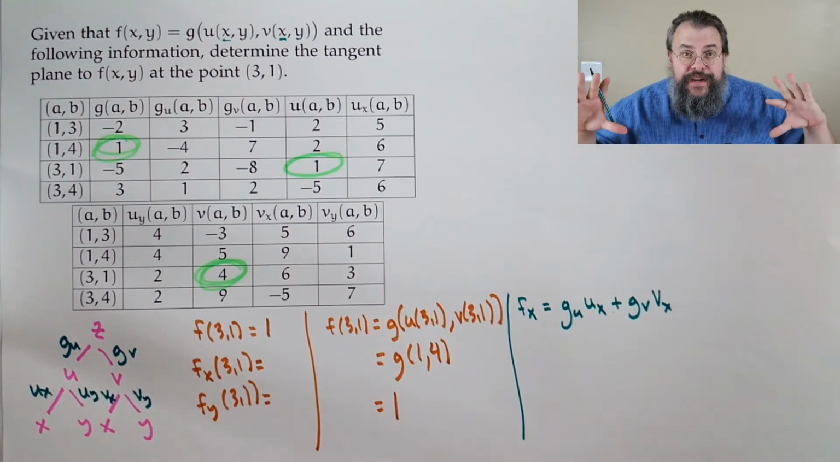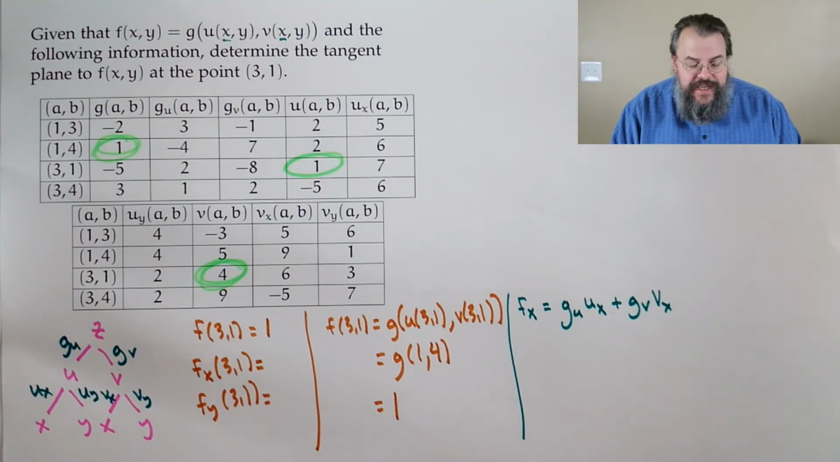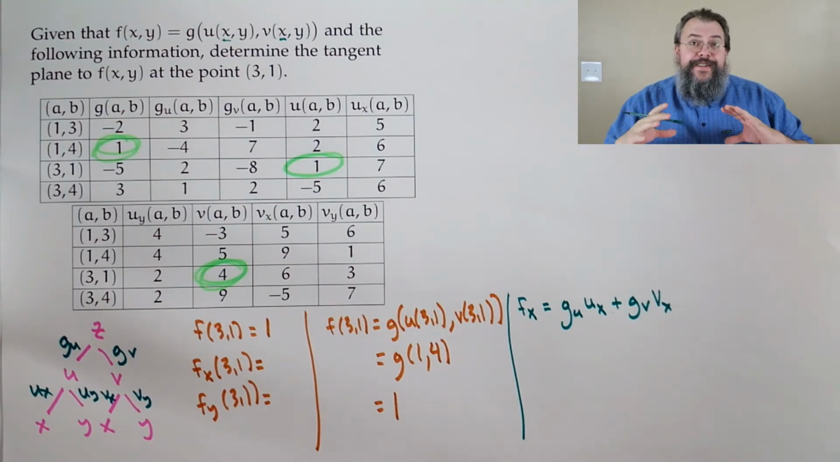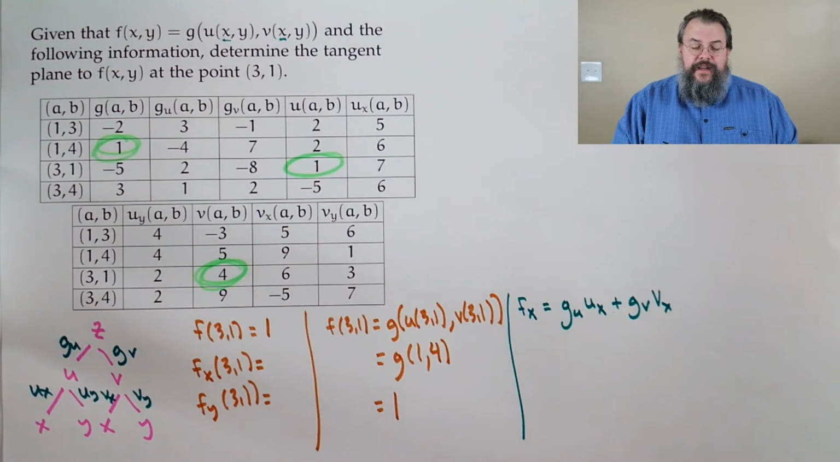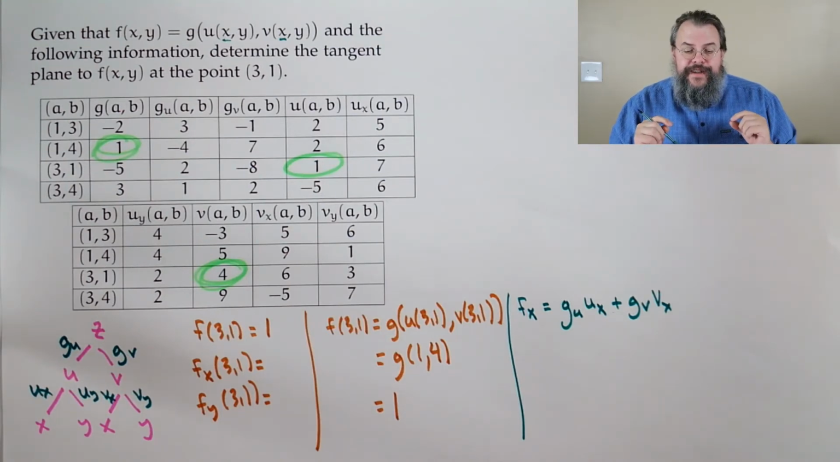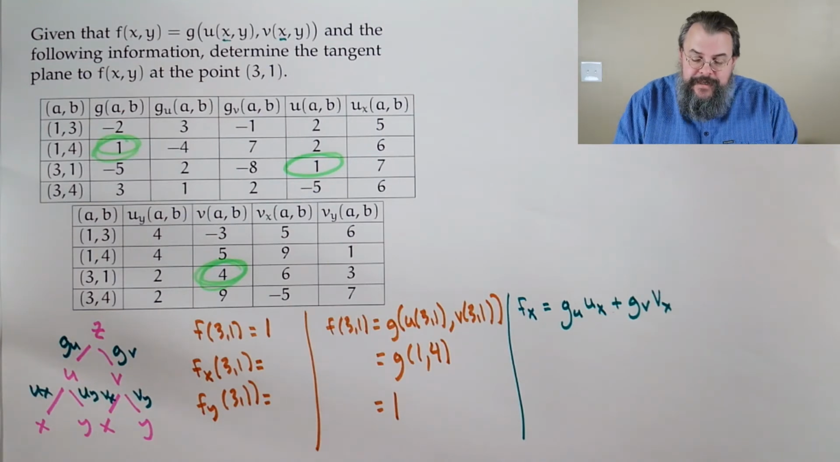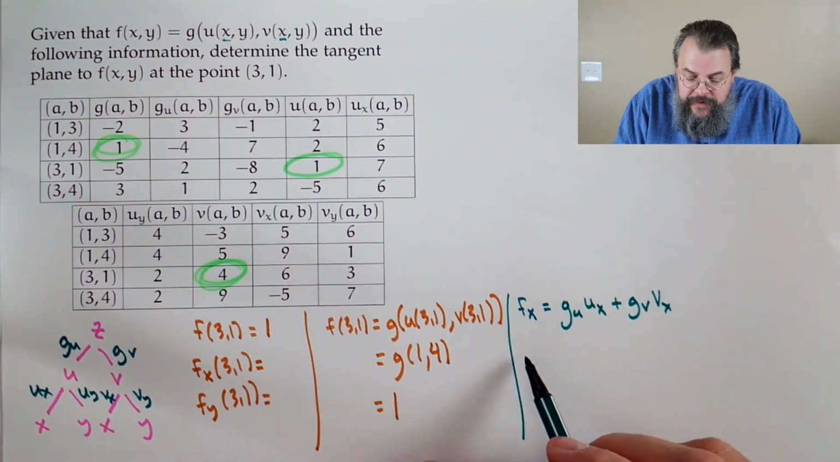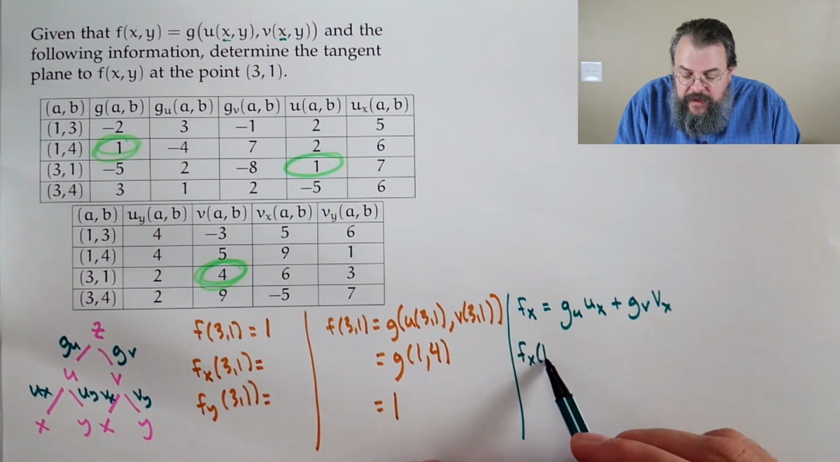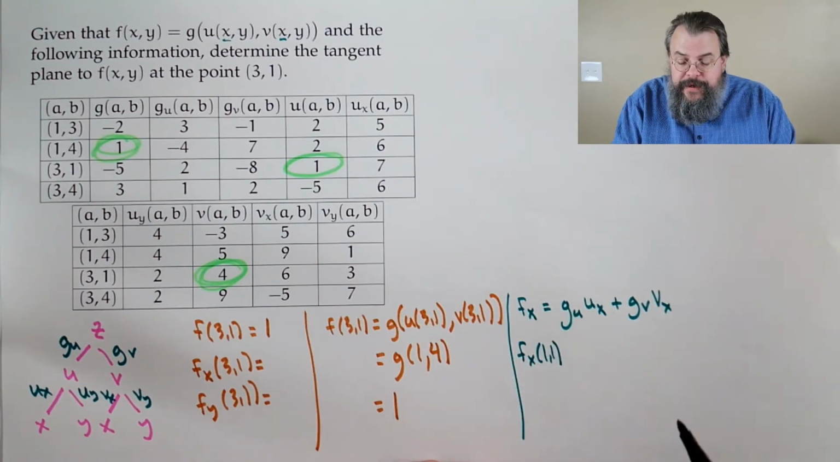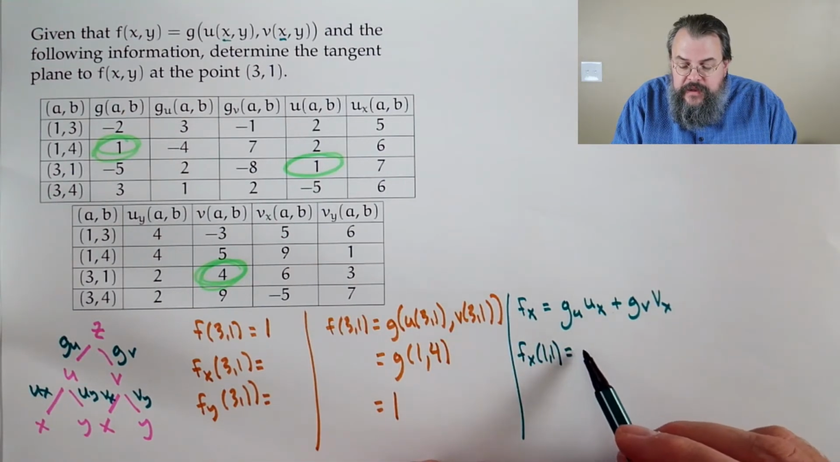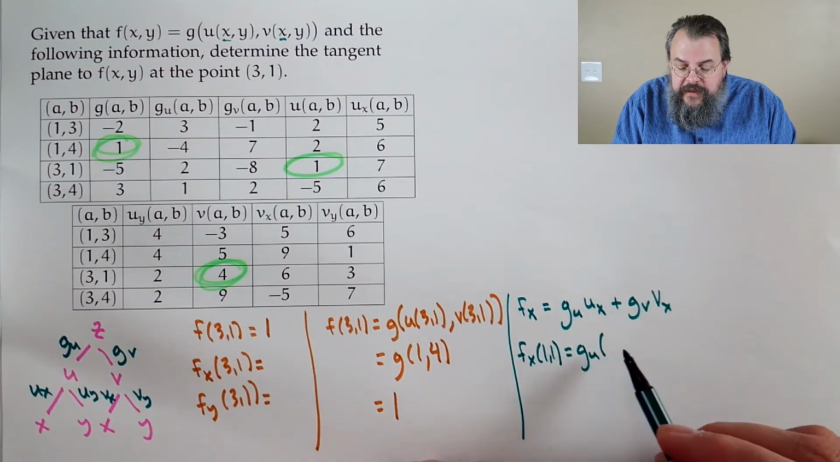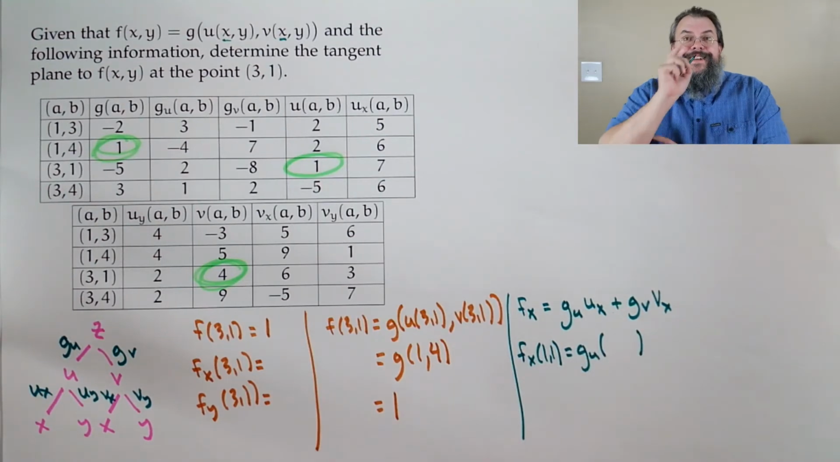So that's just it in a very compressed notation. Well, okay, let's dig into it a little bit. Now, what happens? Well, we plug in 1, 1. So what do we have? We have f_x at 1, 1. Well, that's good. That's what we want to know. Is g sub u at, okay.